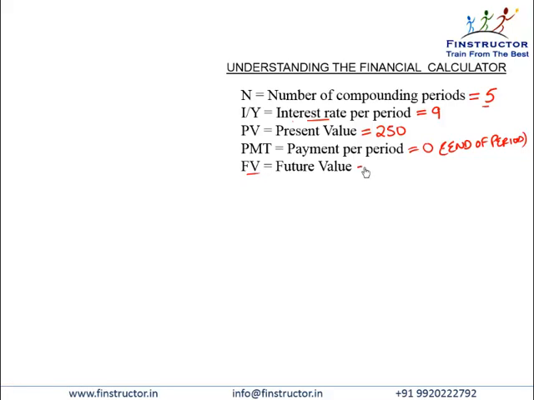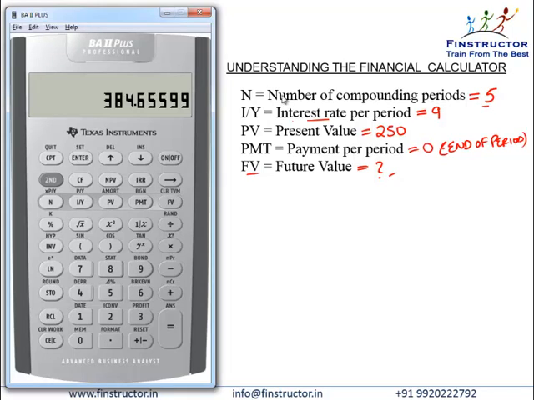FV stands for future value. That is what we need to calculate. So let's input the values in the TVM sheet and let's calculate the answer. So the number of compounding periods is 5. So press the button 5 and press N. So remember, to assign any value to the variable, first press the value and then press the variable. Press 9 and then press I by Y.